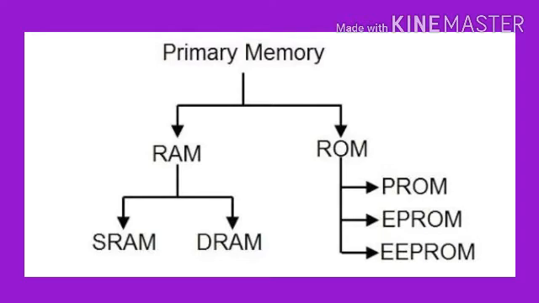There are two types of memory in a computer, primary memory and secondary memory. Let's discuss primary memory. Primary memory is divided into two parts, RAM and ROM. RAM is random access memory and ROM is read-only memory. RAM is divided into two parts, SRAM and DRAM. ROM is divided into three parts, PROM, EPROM and EEPROM.